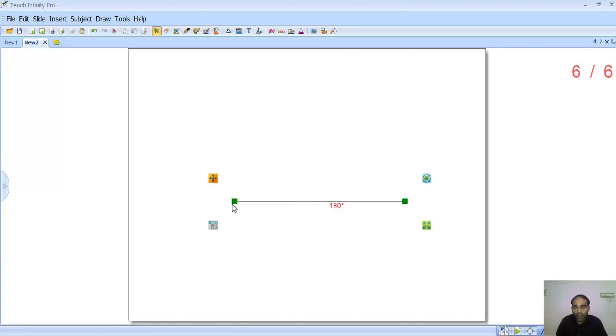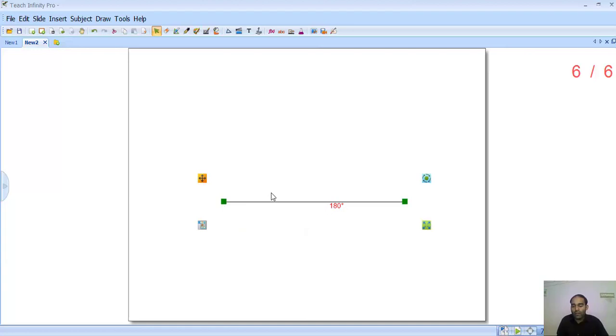But when it goes further than 180 degrees, it is called a reflex angle. First this is 180 degrees, then it keeps increasing. When it comes to this stage, this angle is 270 degrees, and when it goes back to this position, it will be called a 360 degree angle.